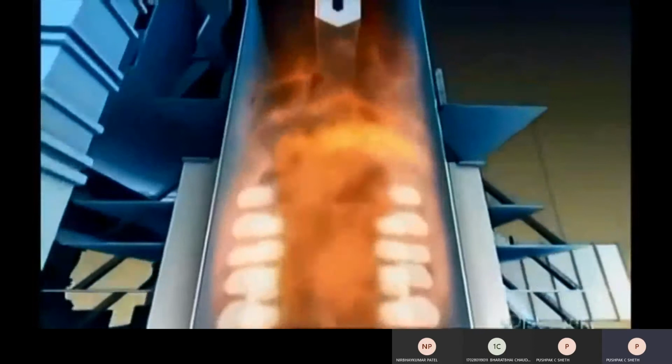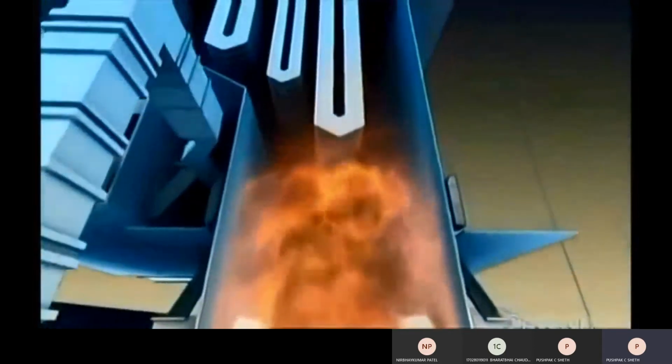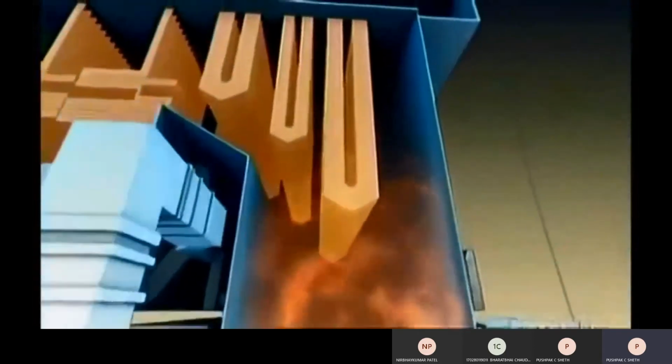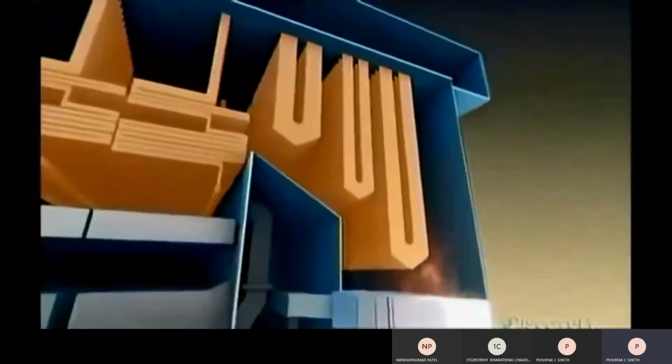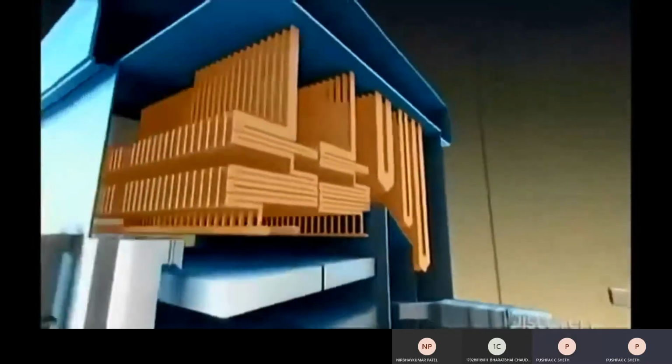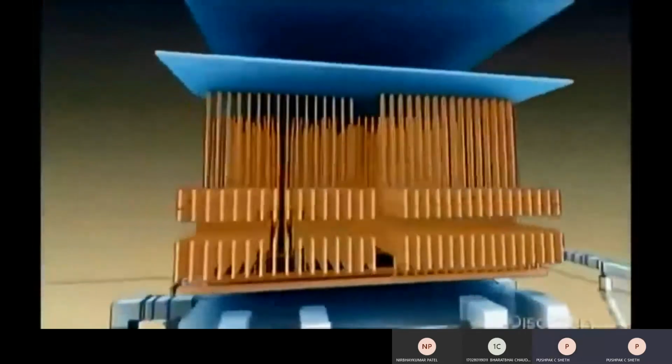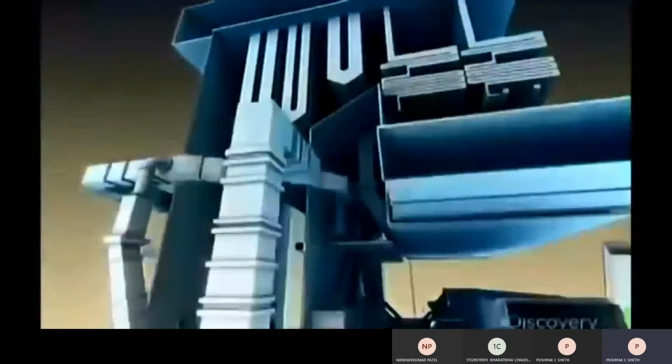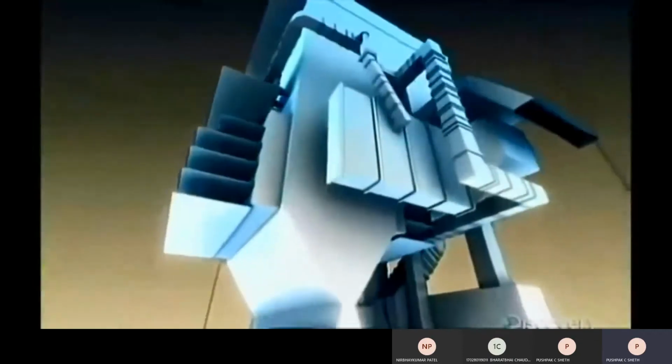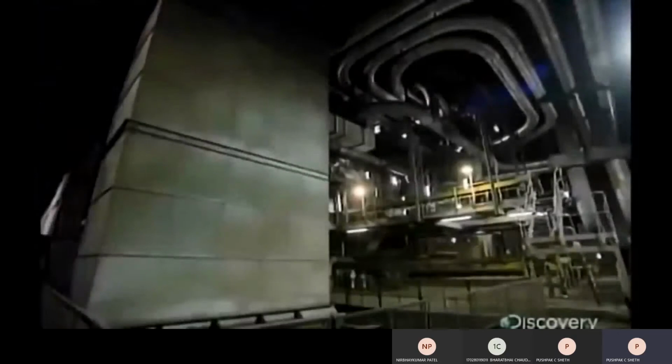10 stories above the flames, inside a network of steel tubes, water transforms to high-pressure steam, hot enough to melt lead. Drax is now ready to generate some serious electricity.